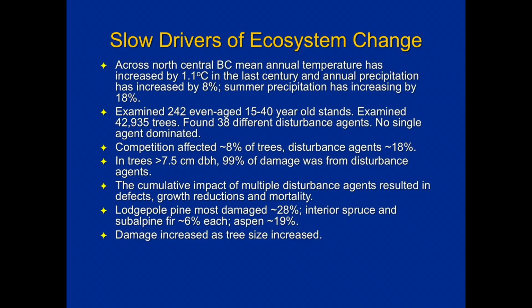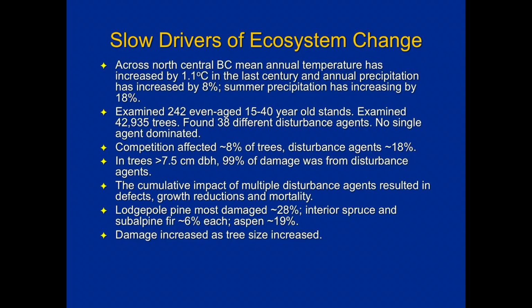The cumulative impact of multiple disturbance agents resulted in a bunch of defects, growth reductions, and mortality. And it's really hard to figure out, what does this matter, right? That goes back to our models. Our models in BC can't deal with this. We can't take this tremendous data set that we have on what's going on with our 15 to 40-year-old plantations and stick it into our growth and yield models and get a projection of what might happen another 30 years from now. It's hard to believe, but it's true. And that's the kind of thing I'm talking about. We need to be able to deal with this kind of stuff to understand whether or not we have a problem.